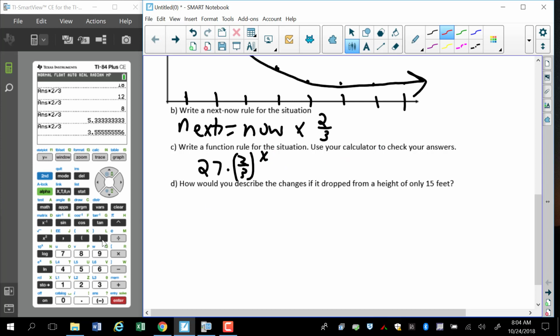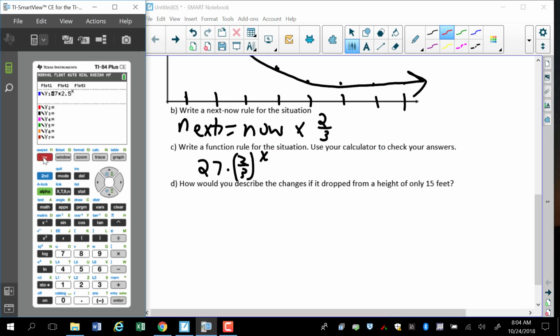Now, it says here, use your calculator to check the answers. What's nice about this is if we go to our y equals screen, 27 times, let's put it in fraction form. So 2/3 to the power of x. Now, let's just be careful about this. Let's make sure we put the parentheses around the right part. Hit enter. 27 times 2/3 to the x.